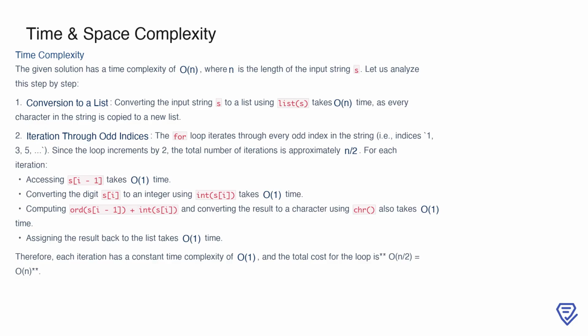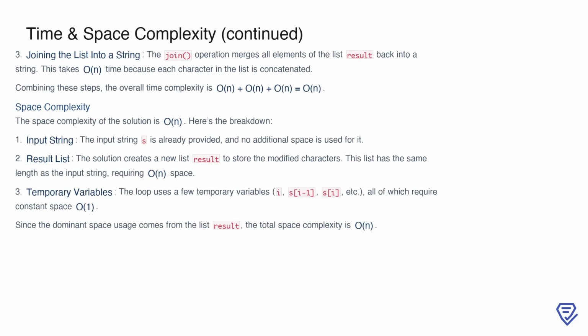So far, these steps contribute linearly to the runtime complexity of the algorithm. Once the list has been updated with the modified characters, the final step is to join the list back into a single string using the join operation. This step also takes O(n) time because every element in the list is concatenated to form the resulting string. When we combine all the steps, the overall time complexity of the solution is O(n) plus O(n) plus O(n) equals O(n).